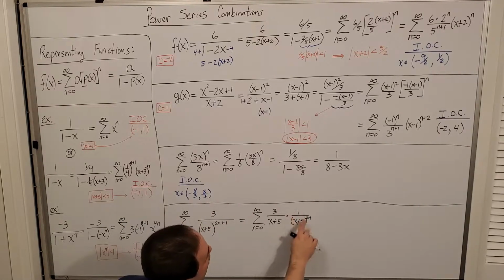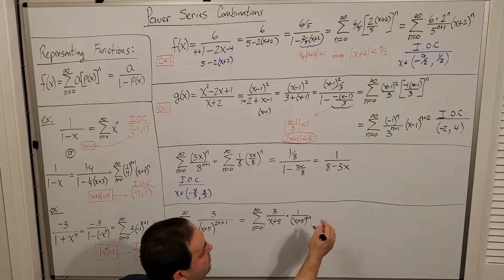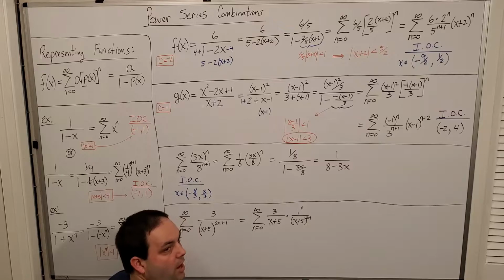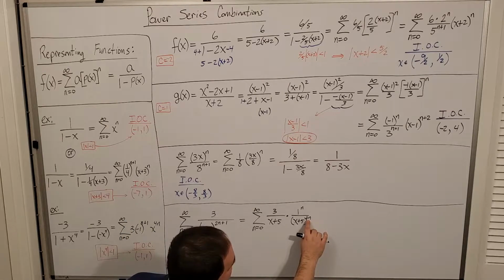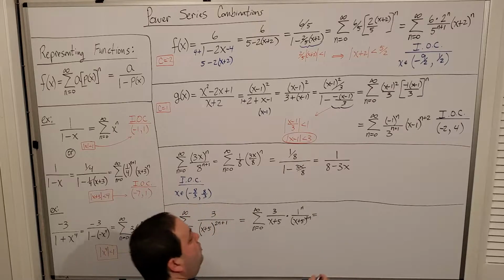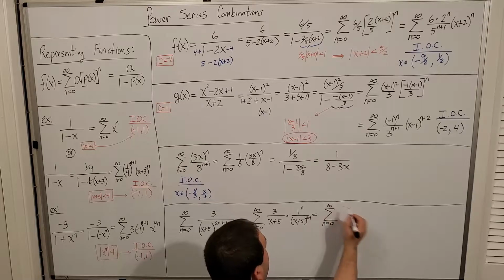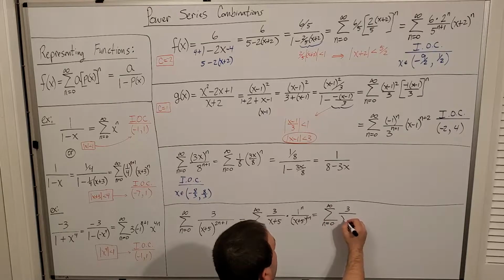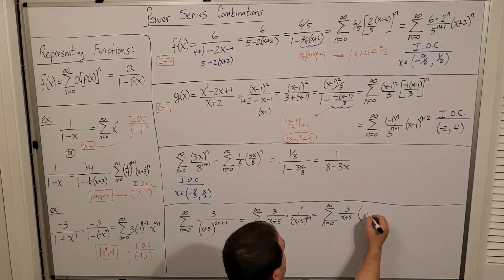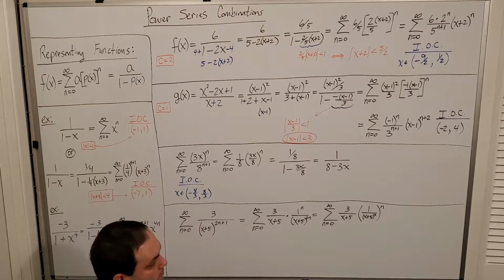Okay, so I need one object. Remember, I need one object to the n. 1 is the same thing as 1 to the n, right? And then this is to the 2n, but that's okay. I can just separate the exponents. What I'm going to do is write this as the sum from 0 to infinity, 3 over x plus 5 times 1 over x plus 5 squared all to the n, like so. Okay?